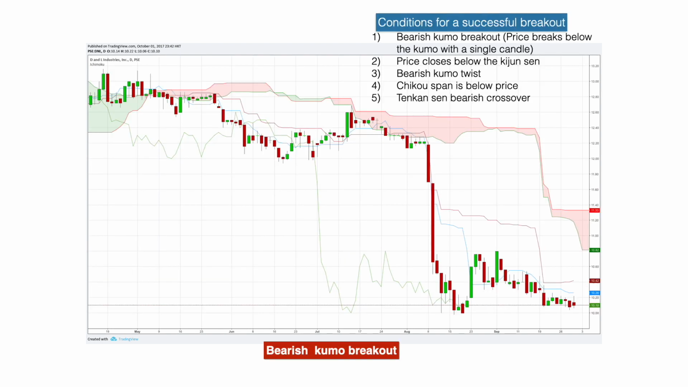In the same way, a bearish Kumo breakout is not the only condition for a successful bearish breakout. What are the conditions for a successful bearish breakout? First, price breaks below the Kumo with a single candle. Second, price closes below the Kijun-sen. Third, a bearish Kumo twist. Fourth, the Chikou span is below the price. Fifth, the Tenkan-sen bearish crossover.